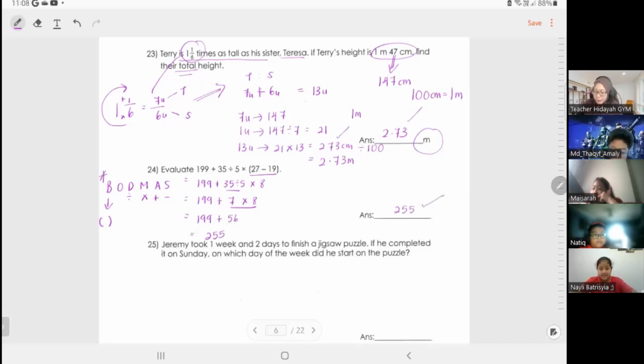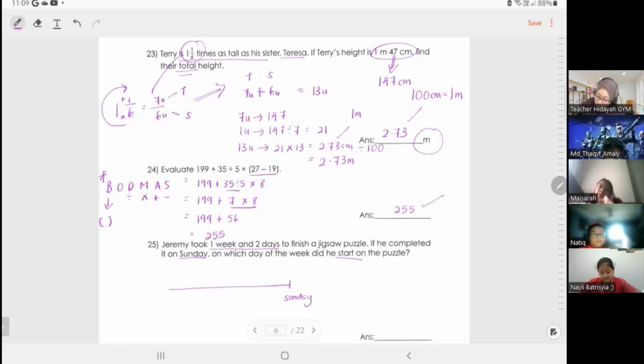Okay, next. Jeremy took 1 week and 2 days to finish a jigsaw puzzle. If he completed it on Sunday, on which day of the week did he start the puzzle? Go backwards on the timeline. Okay, so let's draw the timeline. Let's say he finished on Sunday. We're going backwards.